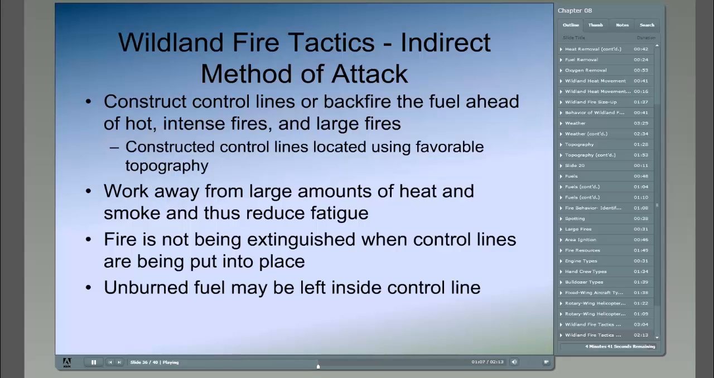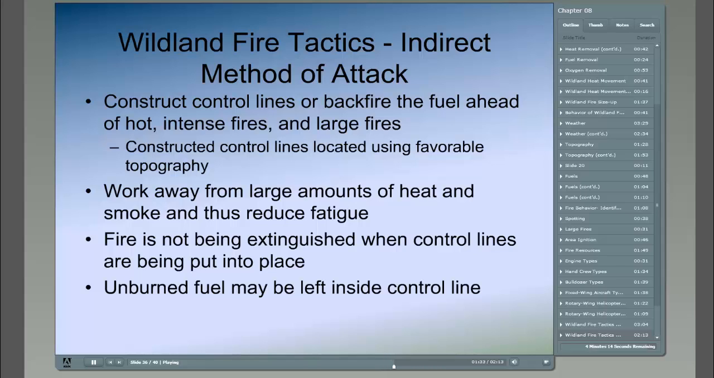Advantages of the indirect attack method are that constructed control lines can be located using favorable topography. This line can often be completed with fewer suppression resources. In most situations, the total amount of fire line cut is shorter. Another important aspect is that firefighters can work away from the large amounts of heat and smoke and thus reduce their fatigue.